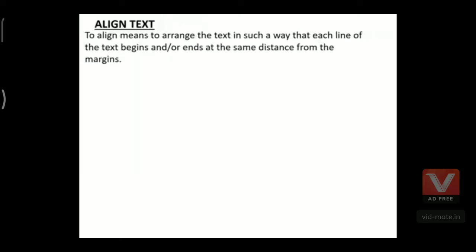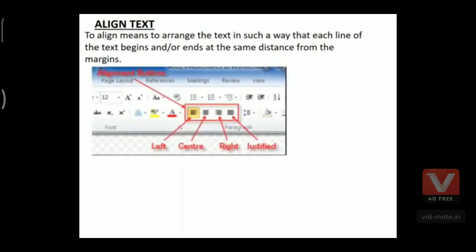Now see text alignment. Alignment refers to the positioning of the text on a page. It is always better to set the alignment before typing. To align means to arrange the text in such a way that each line of the text begins or ends at the same distance from the margins. There are 4 types of alignment: align text left, center align, align text right, and justify align.